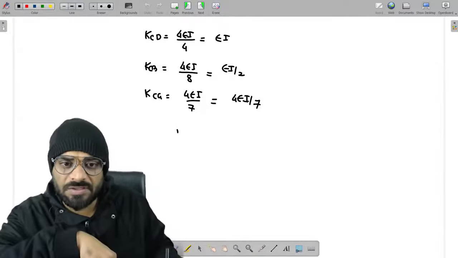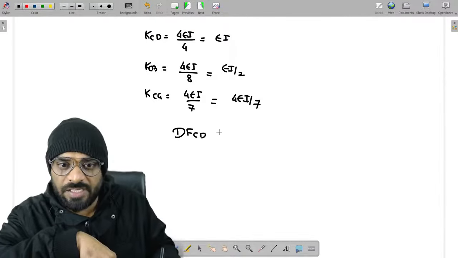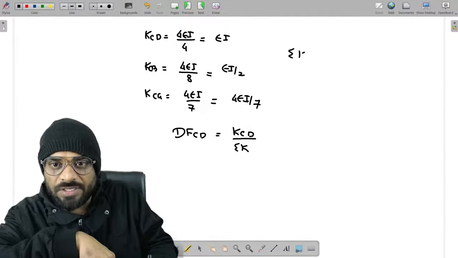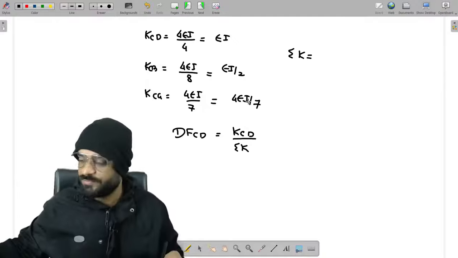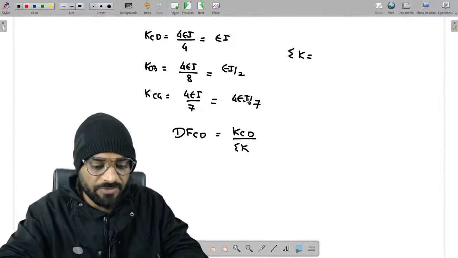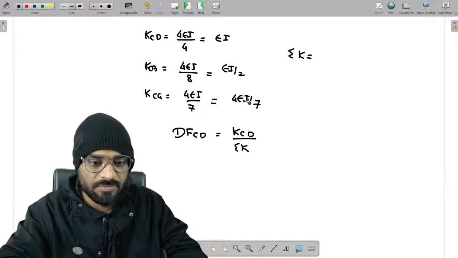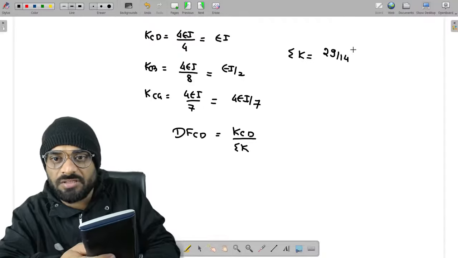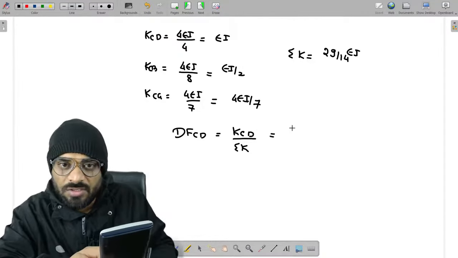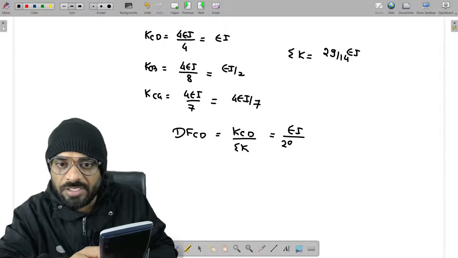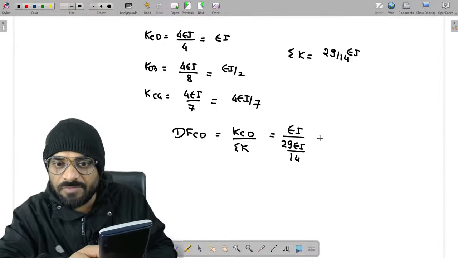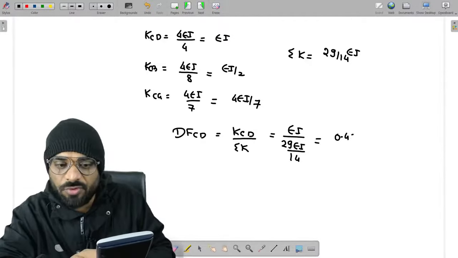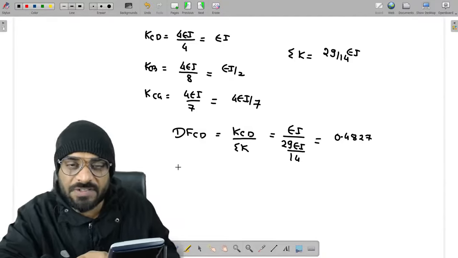Okay. Now guys, the distribution factor for CD member is equal to KCD upon summation K. Now please calculate the summation K value. Add all the values first. 1 plus 0.5 plus 4 by 7. So this value is coming around 29 by 14 EI. So EI divided by 29 EI by 14. If you solve it, how much are you getting? So this value is coming around 0.4827 for CD.